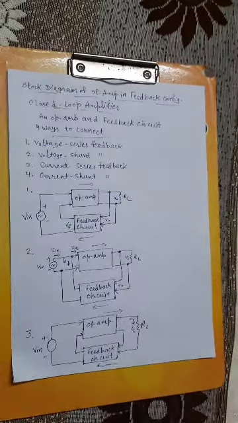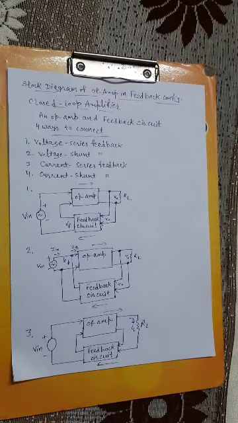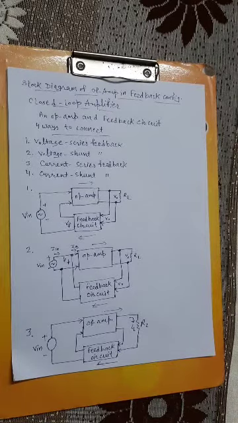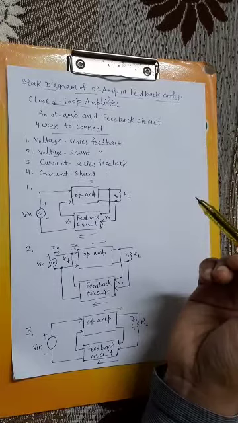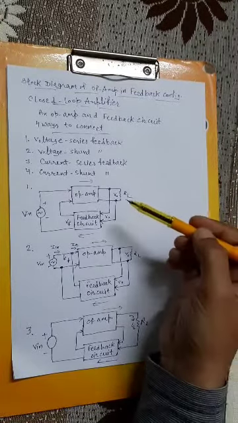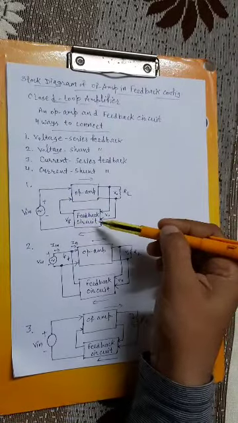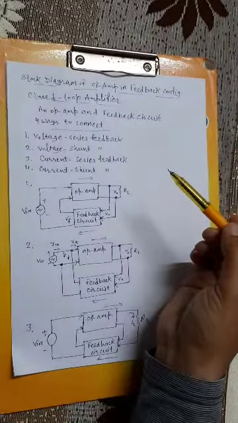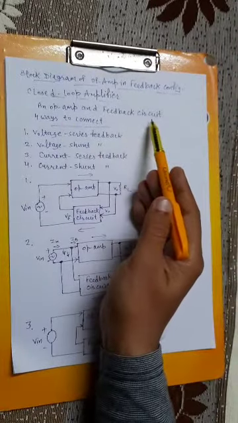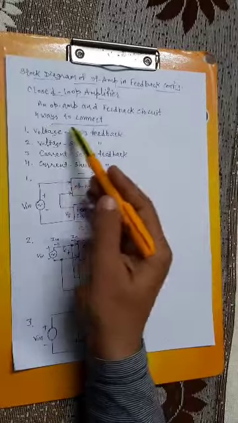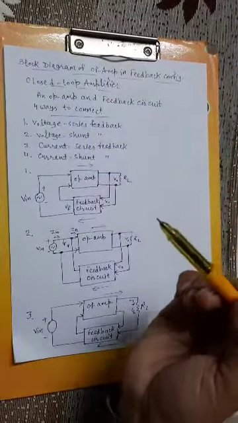Okay, as in the open loop configuration, there is no communication between the input and output, but in a closed loop amplifier there is a connection between the output to input through a feedback circuit. So in a closed loop amplifier there are two parts, an op amp and a feedback circuit. There are four ways to connect, or four configurations are there.